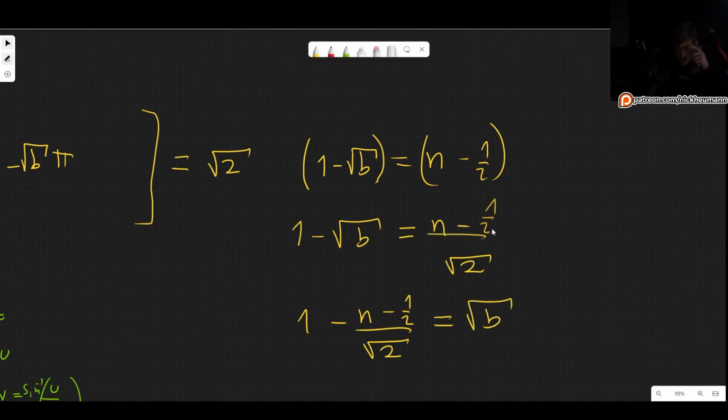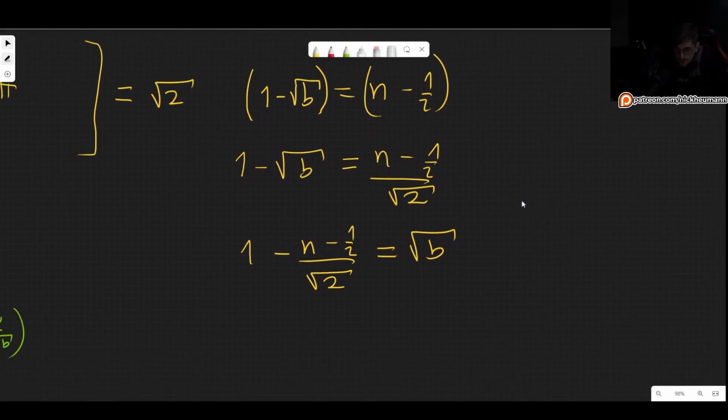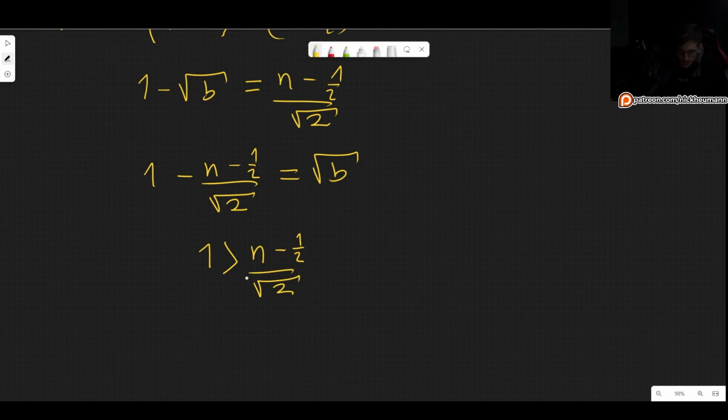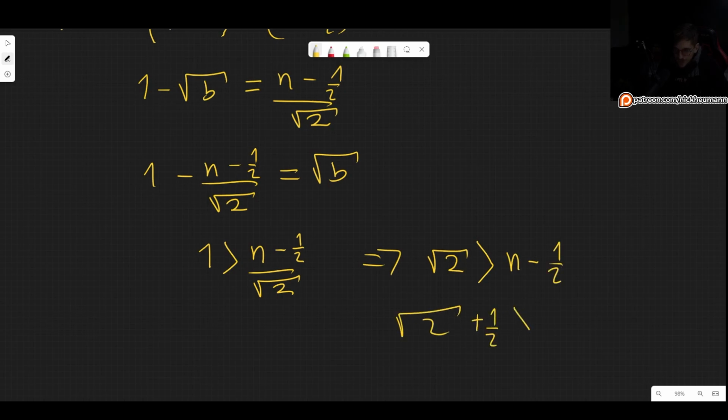And now notice what we have here. This side is always positive because it's a square root, right? It is positive definite. It cannot be negative. So that means that this side also has to be always positive. So that means that 1 has to be greater than n minus 1/2 divided by the square root of 2. Or we can now use this to find a limit for n. So multiplying by the square root of 2, we get the square root of 2 has to be greater than n minus 1/2, or the square root of 2 plus 1/2 has to be greater than n.